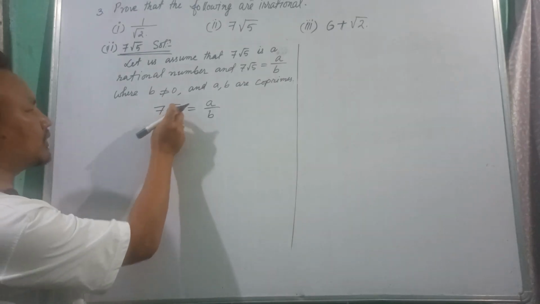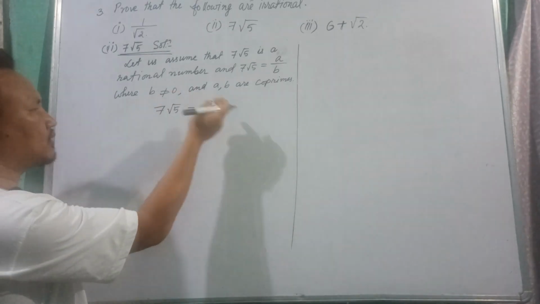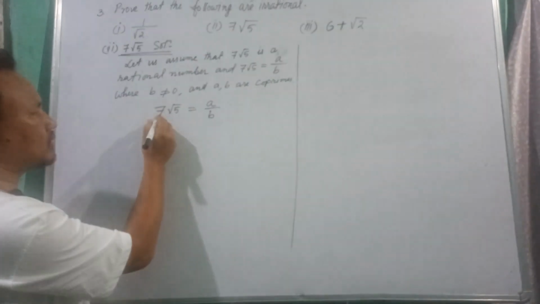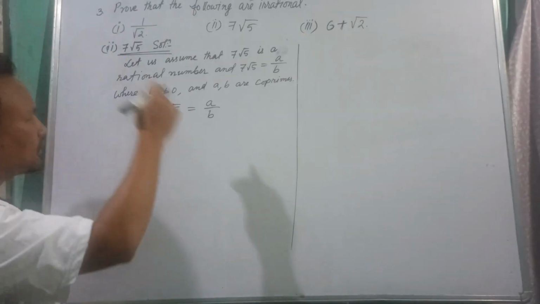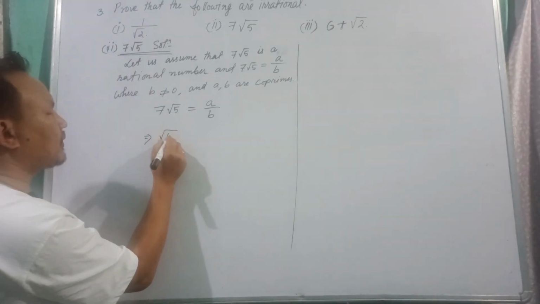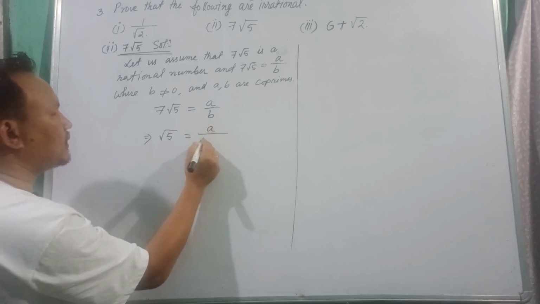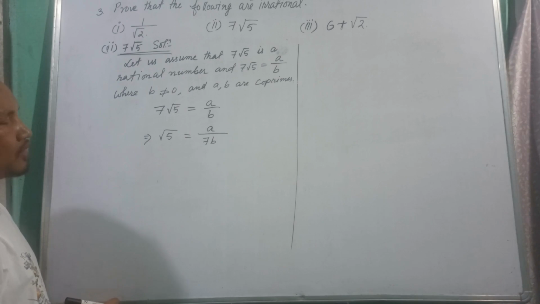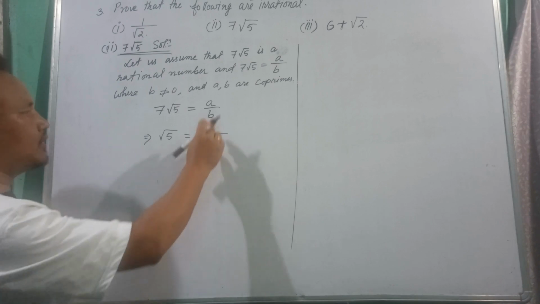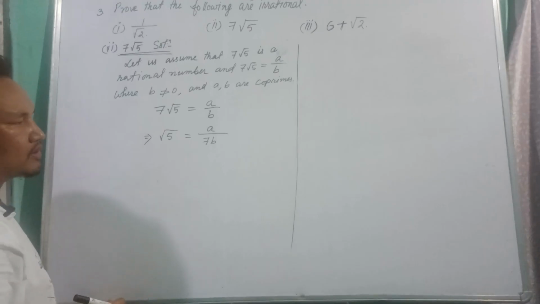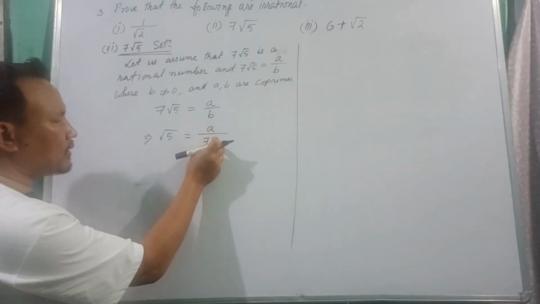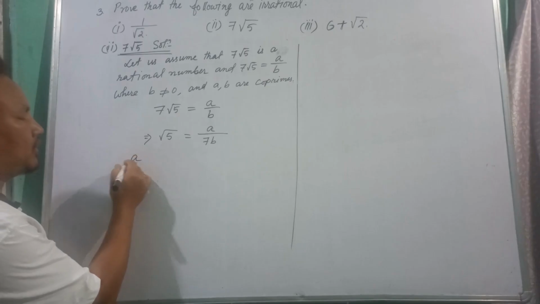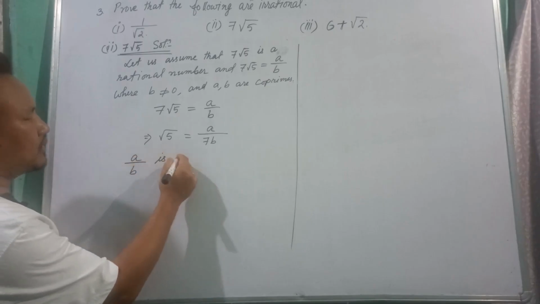Let root 5 be on the left hand side, and let me take this 7 to the right hand side. So what will it come as? It will come below as a divisor, in the denominator. So root 5 equals a by 7b. Look here, a by b is a rational number. If I multiply 7 in the denominator, it will still be a rational number, right?